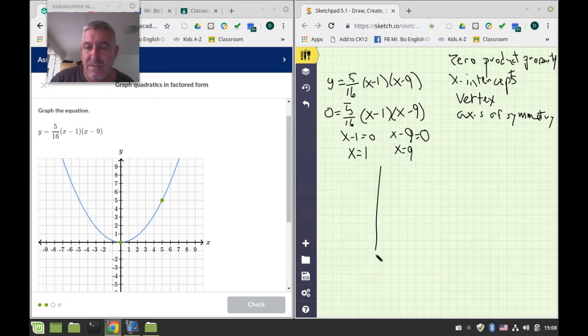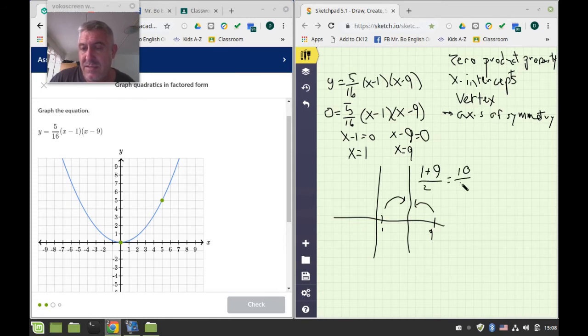So if I have my coordinate plane here, I have two x-intercepts of 1 and 9. And what do I need to find right down the middle there? I need to find the axis of symmetry. How do we find that? It's the same distance from 1 and 9, and so that means I need to find the average of these two numbers. So it's right there at 5. X equals 5 is the equation for this vertical line.